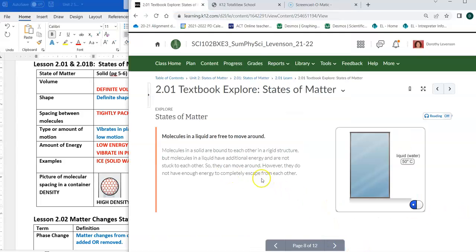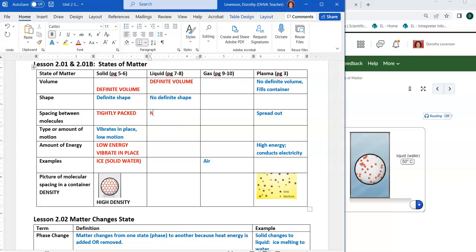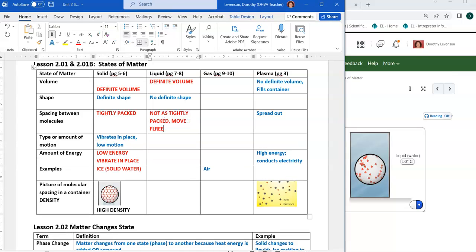So we can go to the next page, and it says they move freely. They're not really bound to each other in a rigid structure. They have a little more energy than solids, but they cannot escape from each other. And then you can see the picture. So they are not as tightly packed, they move freely, right? And they have a medium energy and a medium motion. And we can put medium energy here.